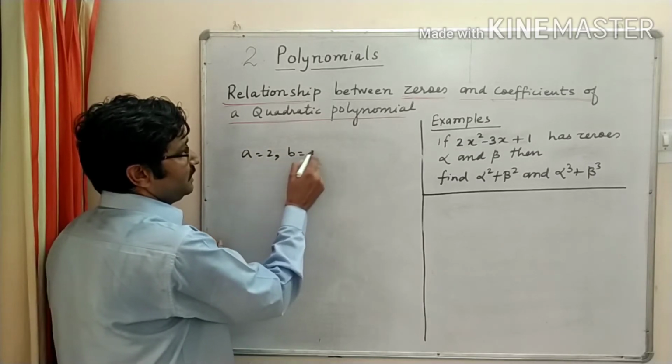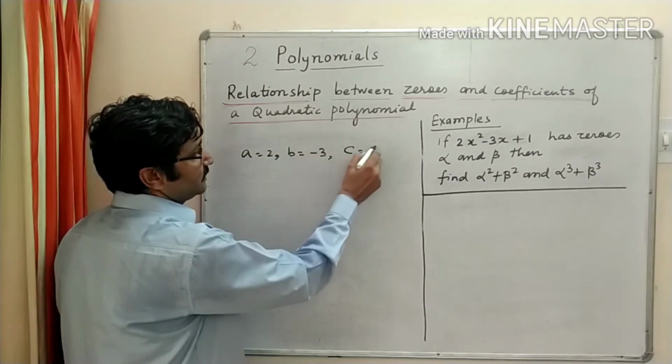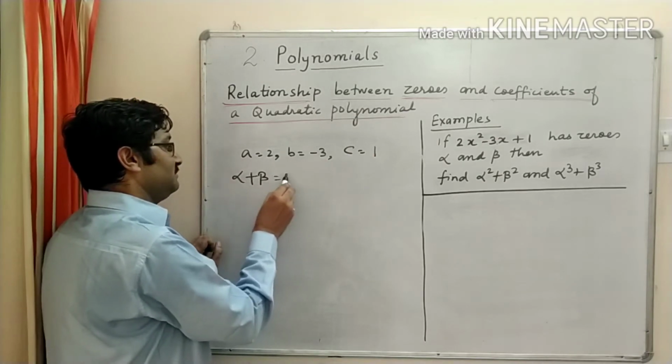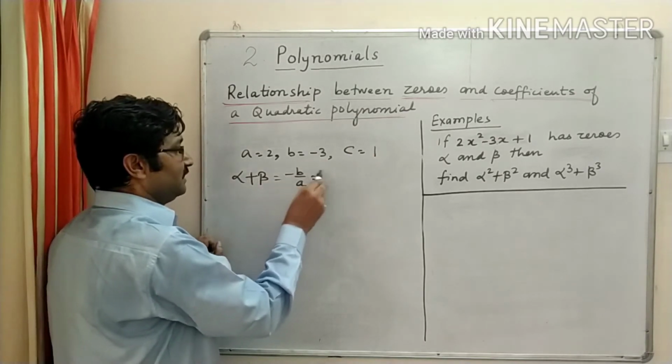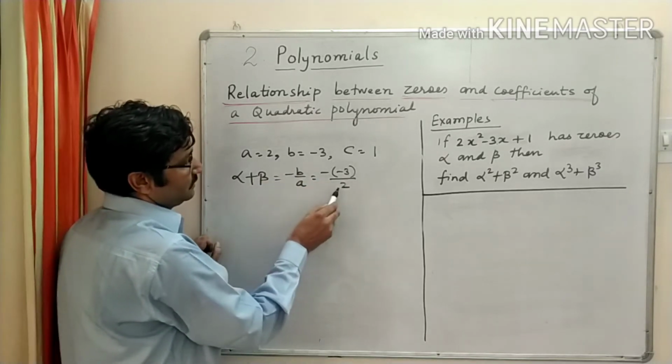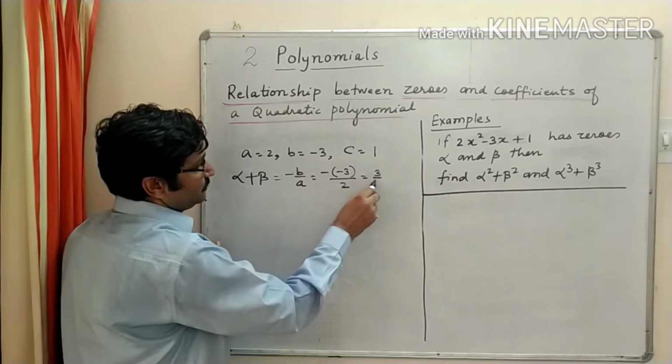What is b? b is minus 3 and c is 1. First you find alpha plus beta. Alpha plus beta is minus b by a. Minus b means minus of minus 3 upon 2, since a is 2. So minus minus plus, you get 3 by 2.